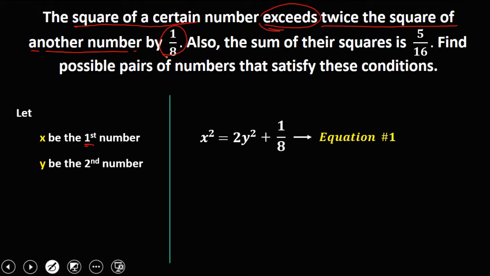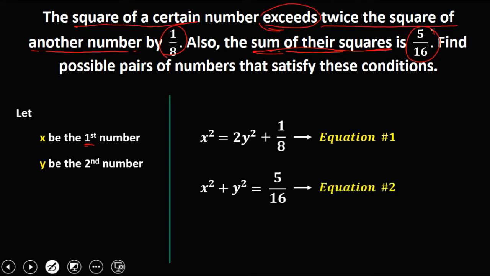And this is our first equation. And we also have this statement that the sum of their squares is 5/16. So we have x squared plus y squared, that's 5/16. And this is the second equation.